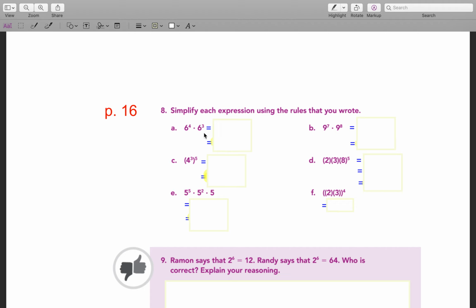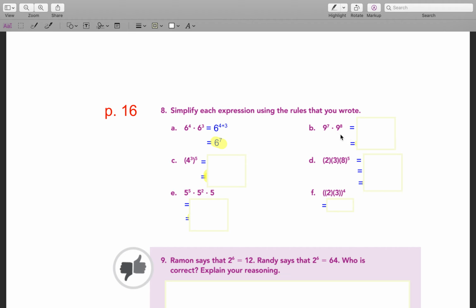We know that we're going to keep the same base when we're multiplying, and since the powers are being multiplied, we're going to add the exponent. So it's going to be 6 being raised to the power of 4 plus 3. So 4 plus 3 is 7. So this simplified version would be 6 to the 7th power. So notice how it's not asking us to solve, it says to simplify the expression. So this longer expression simplifies to 6 to the 7th power.